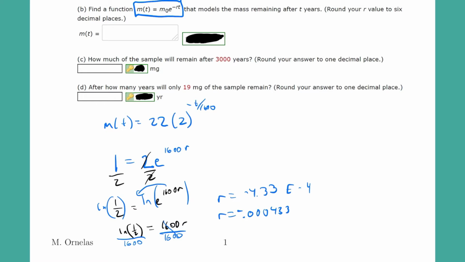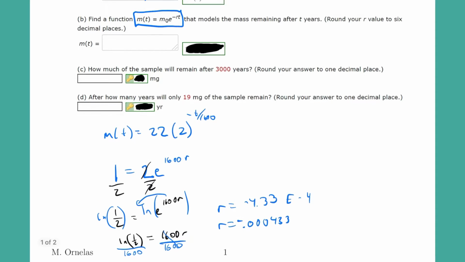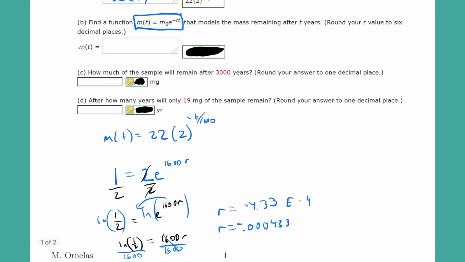All right, and so now we can do part A. Now that we have all the information that we need. Actually, we are doing part B. So I think we have everything we need already. So the initial amount is 22. We have R, negative 0.000433 t. That's our model. And that is exactly right. So now we're ready to move on to part C.